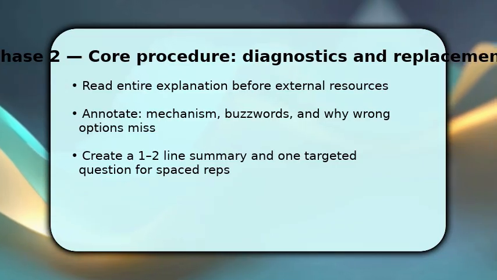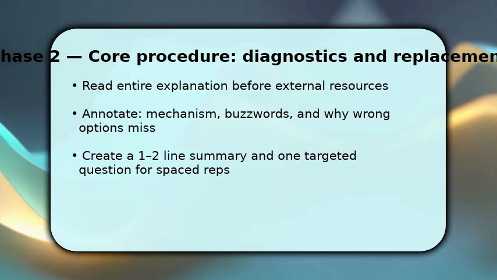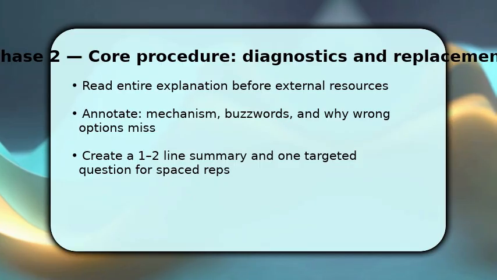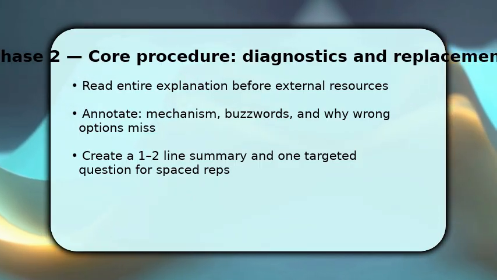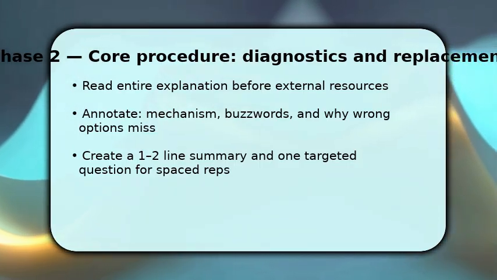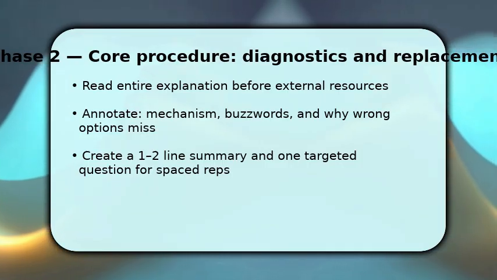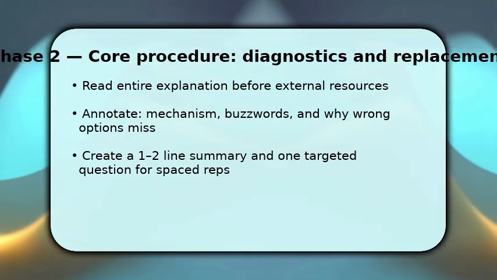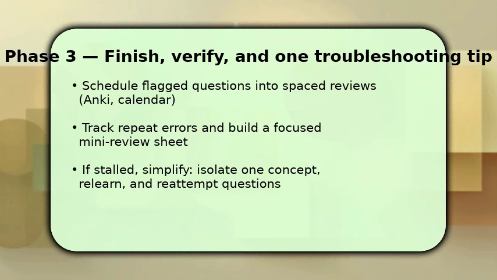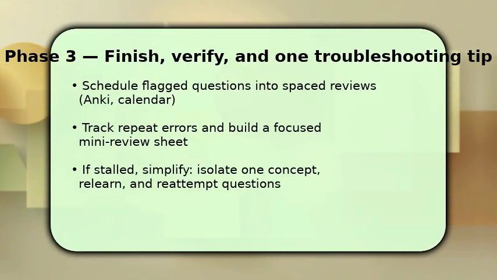Next, distill the concept into a 1 to 2 line summary and craft one targeted spaced repetition card. This locks in the how and why of the concept. Finish by organizing flagged and incorrect questions into a spaced schedule, using Anki or calendar reminders so you revisit weak areas. Then, compile repeat error themes into a short review sheet to study before exams.